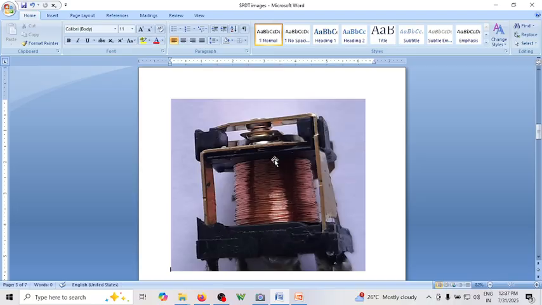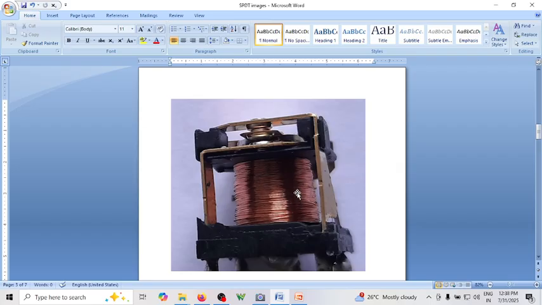Now you can see, I was just showing you. This is the top terminal. This is the common, since under normal condition it is always held to this. When current flows, this will be pulled down. So this terminal is naturally normally closed, and this terminal is normally open. This is the coil, and you can see this is the common.